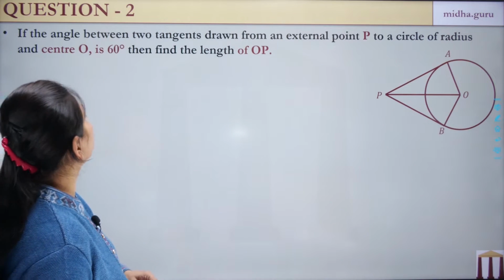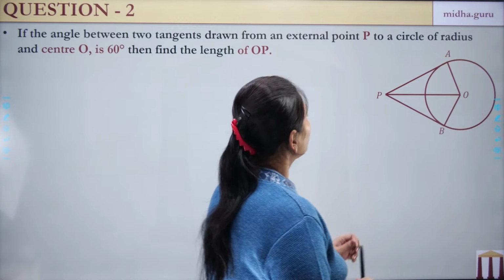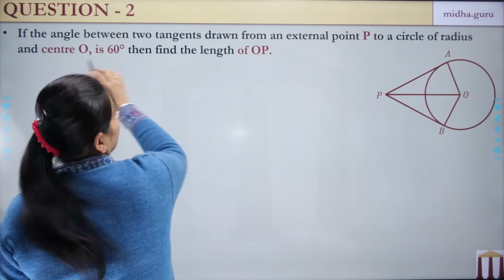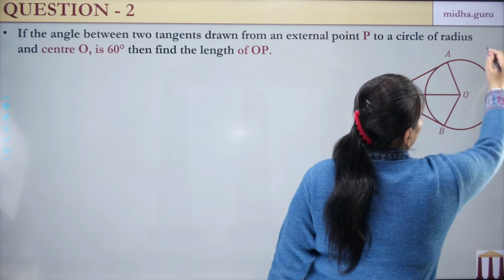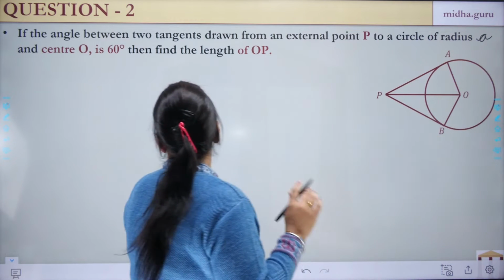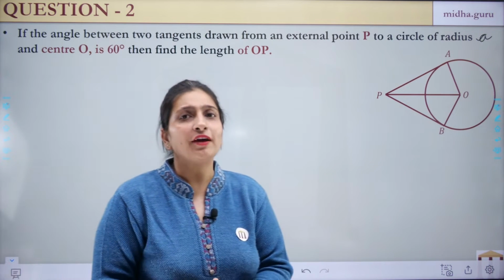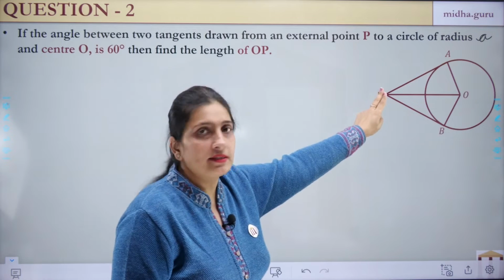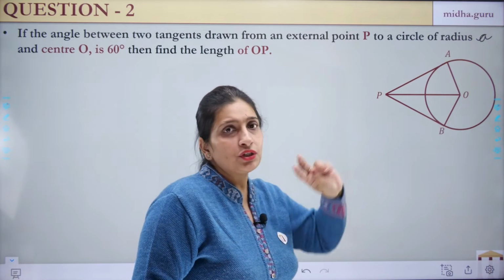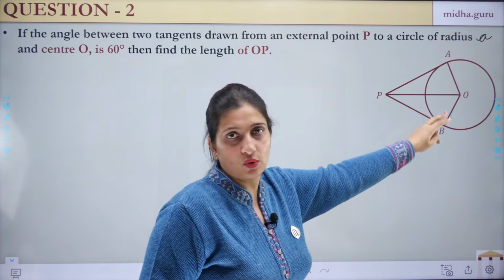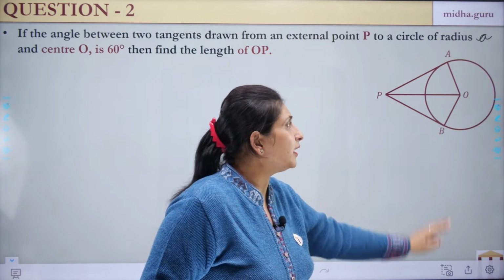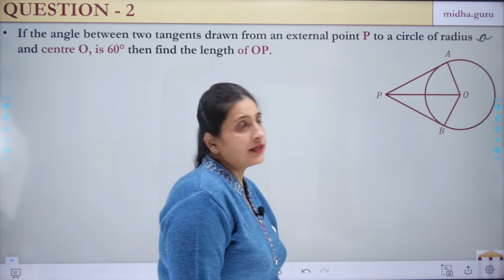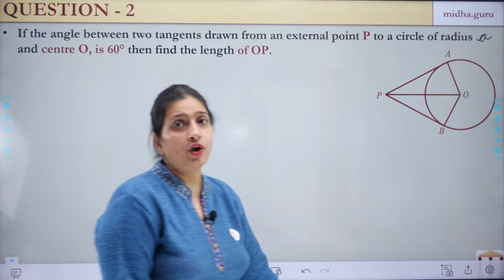The next question is, if the angle between two tangents drawn from an external point P to a circle of radius A, the radius A is missing. It will be to a circle of radius A and center O is 60 degrees, we have to find the length of OP. So in this question, we have been given an external point P. We have drawn two tangents to this circle whose center is O. So two tangents are PA and PB. The length of the radius is given as A. We have to find the length of OP.